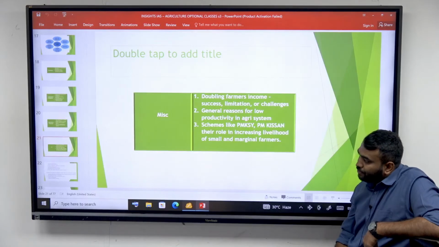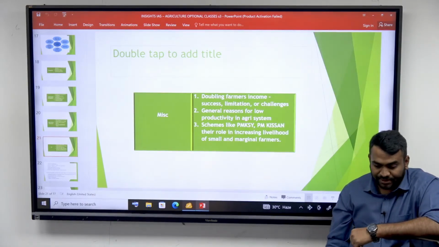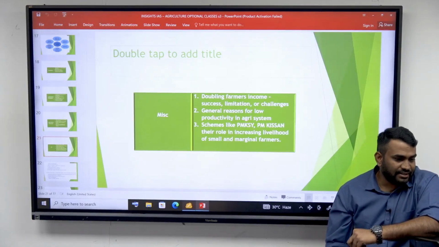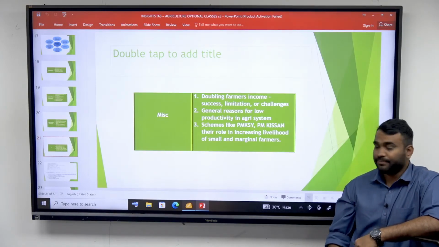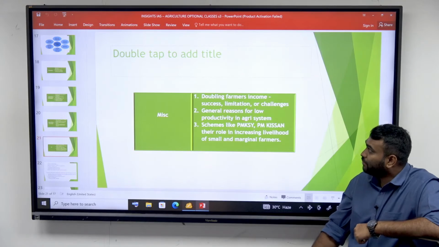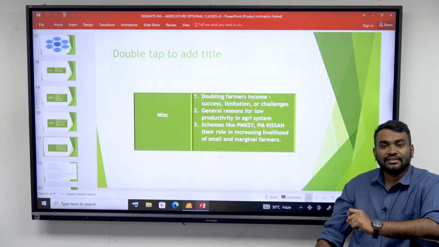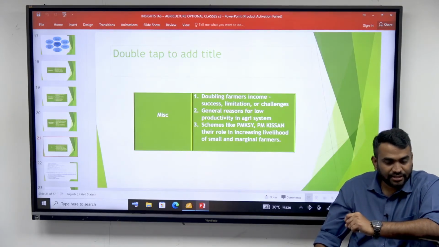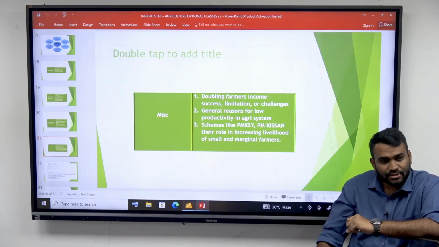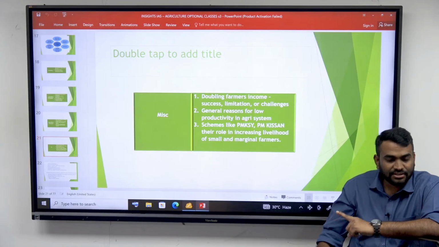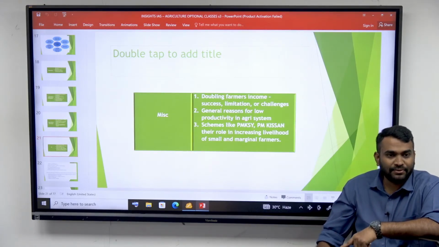And the last important slide is this miscellaneous slide. So here what I have done is that I have taken a few other topics in general which could be asked, right? First one, as I told you, doubling farmers' income. So if at all it is a success, how is it a success, correct? To what extent is it a success? And if at all it is a failure, why, what are the limiting factors because of which it was a failure? And what could be done to achieve this doubling of farmers' income?